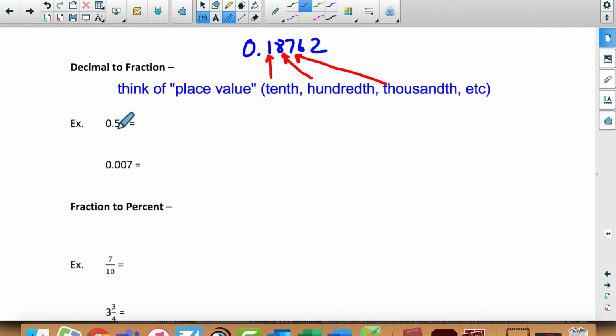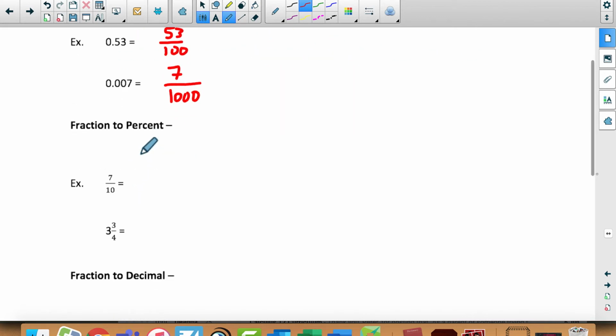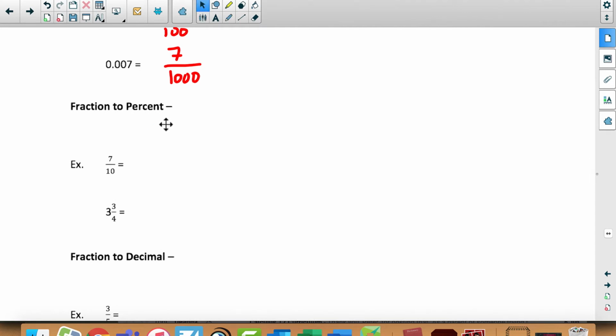Okay, so this 0.53, here's our decimal. We want to switch to a fraction. Look at the last number, the 3. What position is that in? That's in the 100th position. So basically this is 53 hundredths. Oh, that's it. Okay, once you figure out the place value, that's your bottom number. So look at this one. What place value is that 7 in? Tenths, hundredths, thousandths. Oh, the last number is thousandths. Top number, just the 7. This is 7 1,000ths.